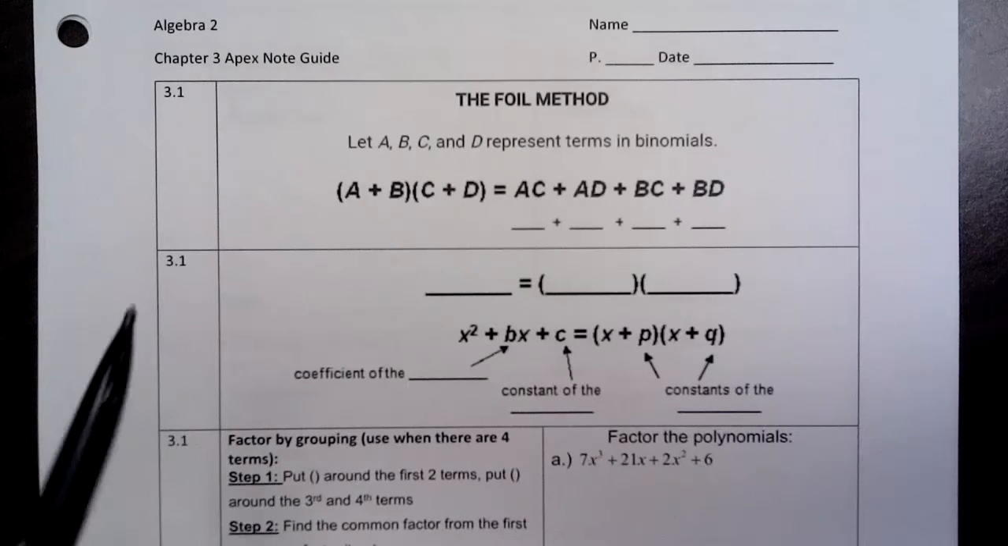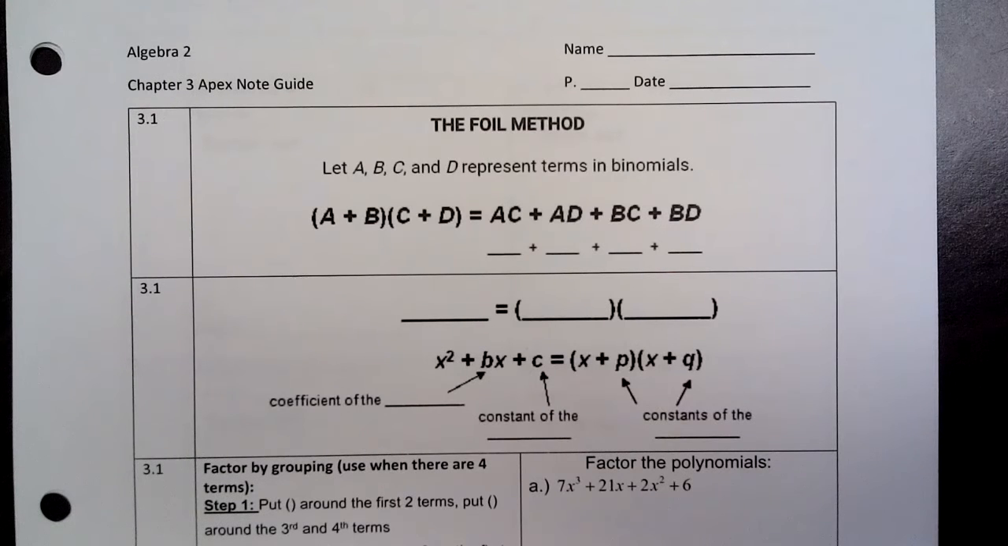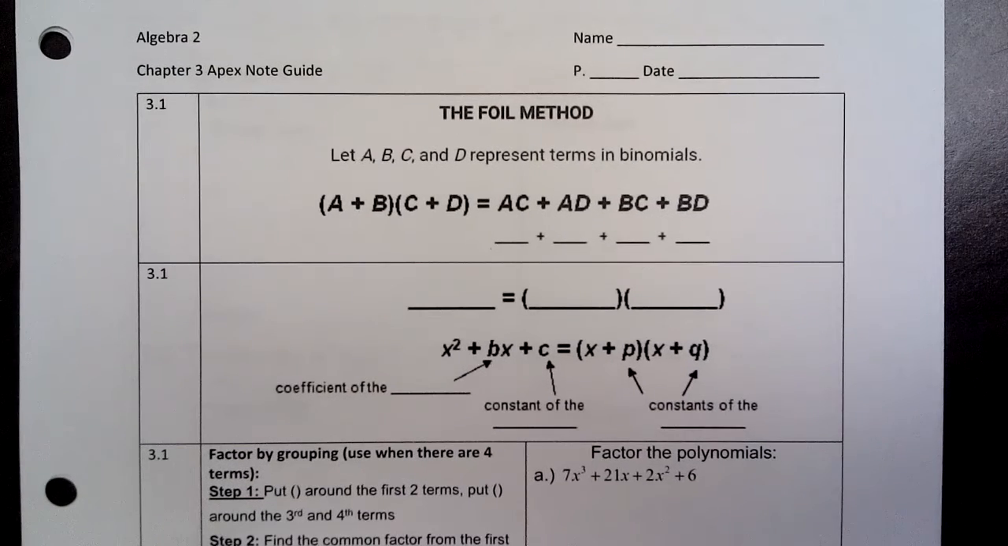So today we're going to talk about factoring, but in order to talk about factoring, first we have to talk about the FOIL method and what that means. So FOIL means first, outer, inner, last. So it's just a way of distributing.